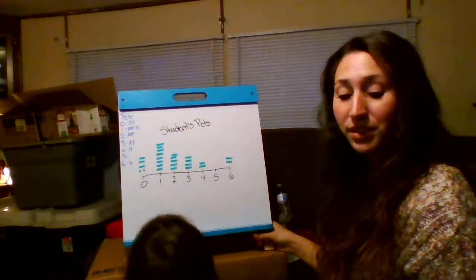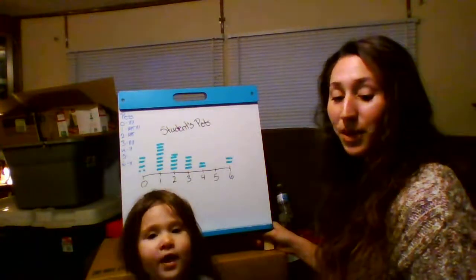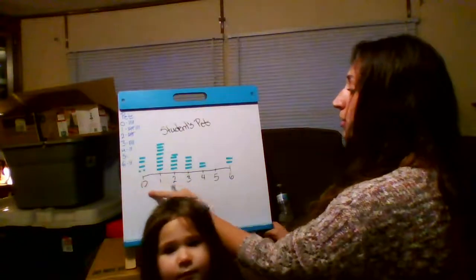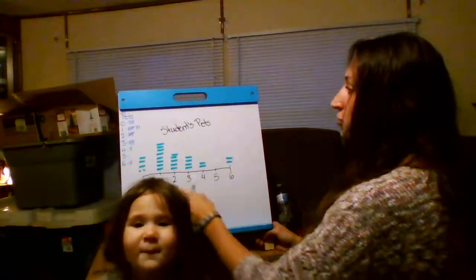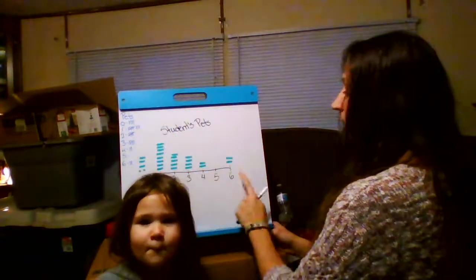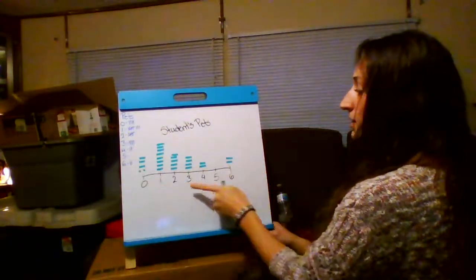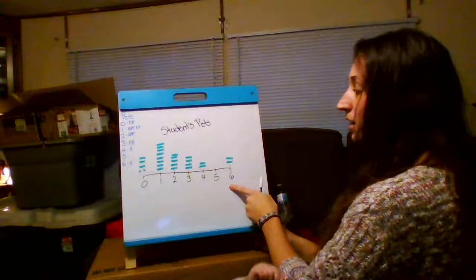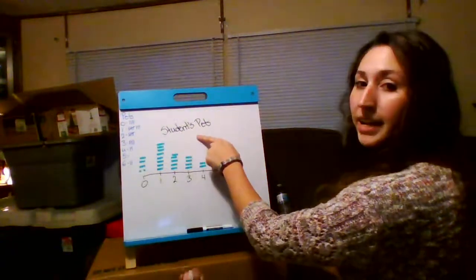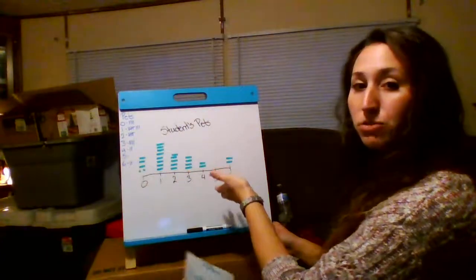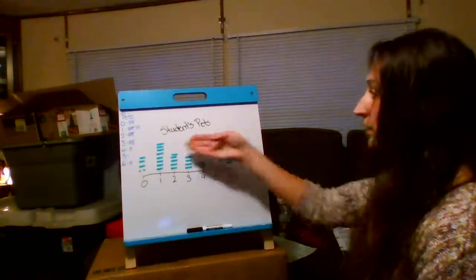Okay, students' pets. So now we have our number line, our data plotted, and our title. Are we done now? Yes, we are. All right, so let's review. First, we drew our number line. We made sure to start with our lowest point, go to our highest point, and we added everything in between to help keep us organized. Then, we added a title so that everybody can understand what this number line is representing. Students' pets.